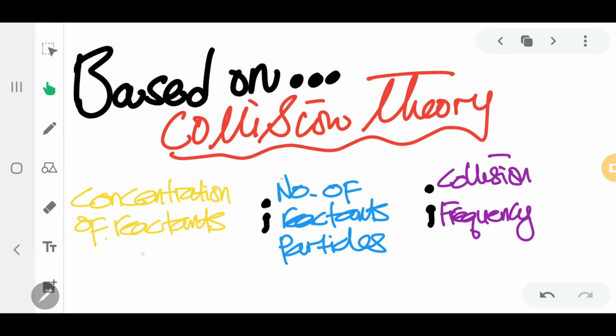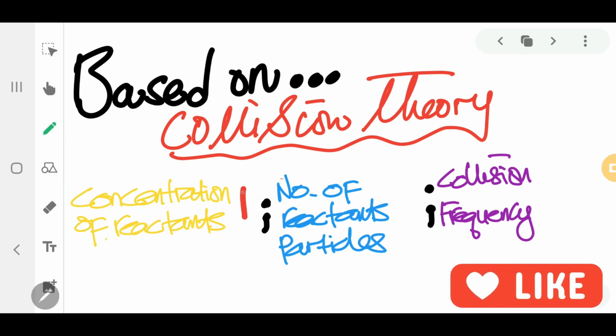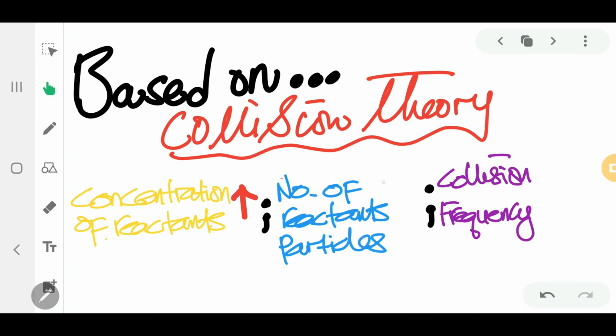So based on the collision theory, if the concentration of reactants is increased, the number of reactant particles will also increase. And when the number of particles increases, therefore the number of collisions will also increase.